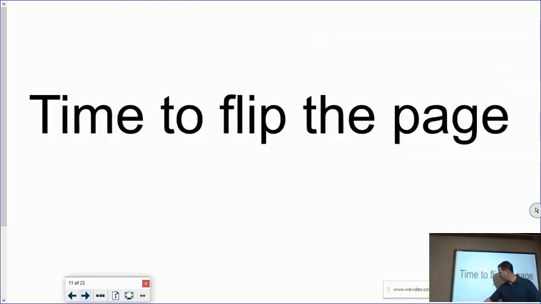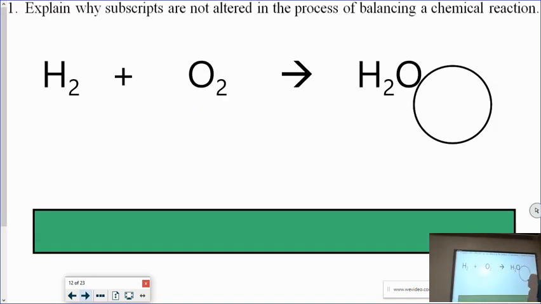So, got to flip the page. In this first question on the next slide, I'd like you to try to answer as much as you possibly can. If you do have some questions, you can ask us, but pause the video, see how much you can get done, and then play the video and see if you are in fact correct. Explain why subscripts are not altered in the process of balancing a chemical reaction.